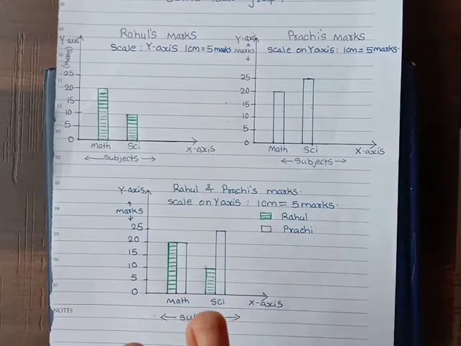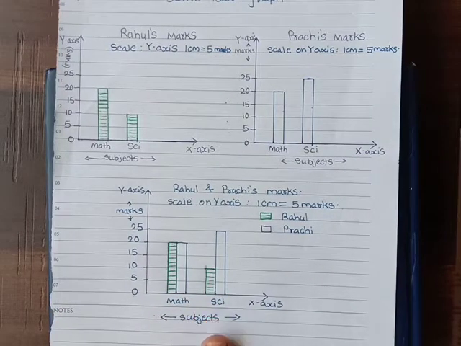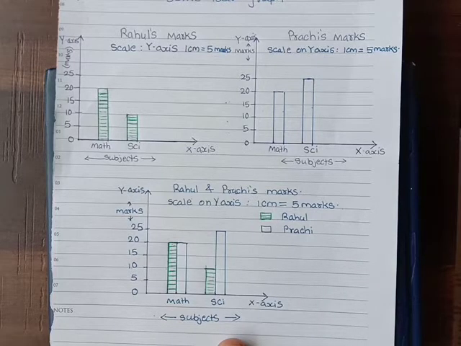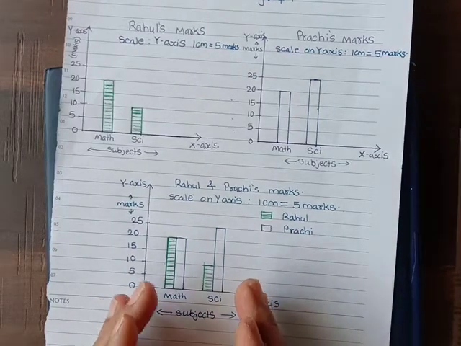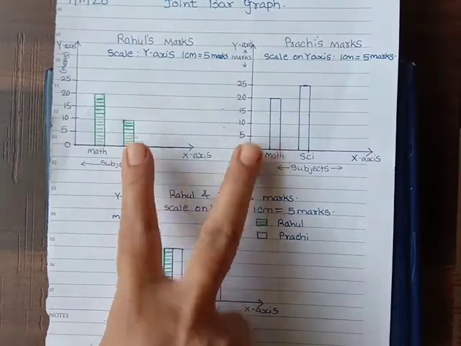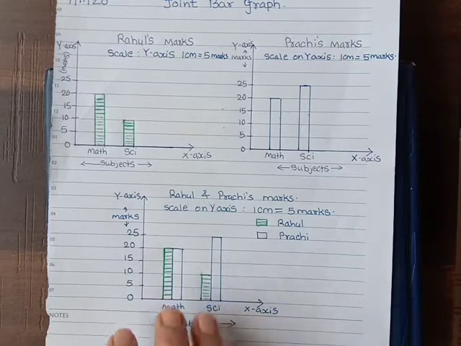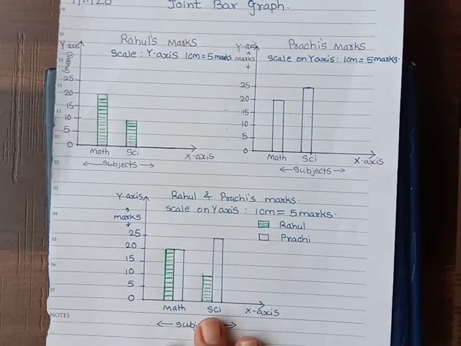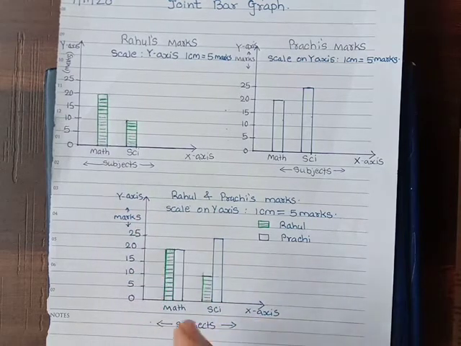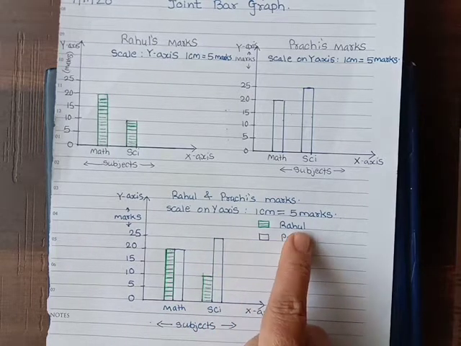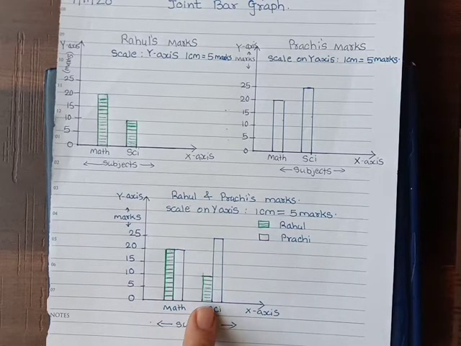In this way, we can save the space also. Are you understanding? More information can be shown using less space. So both the graphs I have drawn in one graph only. I have saved the space, and more information can be shown. That means at a time, looking at this graph and at this scale which is given, I can immediately make out both pieces of information. This is Rahul, so Rahul's marks are green in color.